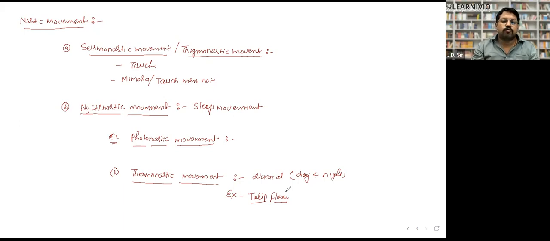So nastic movements are basically of two kinds, seismonastic and nictinastic. Seismonastic is caused due to touch. Nictinastic is caused due to change in day and night. Nictinastic movement can be of two types, photonastic movement, due to light, and thermonastic movement, due to temperature, right? So this is all about nastic movement.